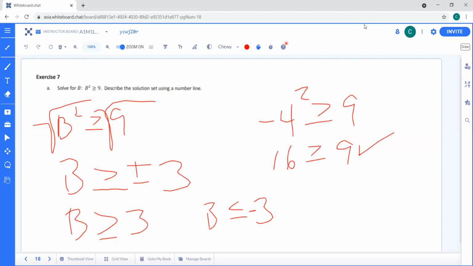So how would we describe that on a number line? Let's do it right here. So that would look like this. Negative 3, 0, 3. Okay. We'd have to say or equal to, right? So it's equal to negative 3, anything to the left of it on the number line. And if we said 3, anything to the right of it. That's the way it would look.